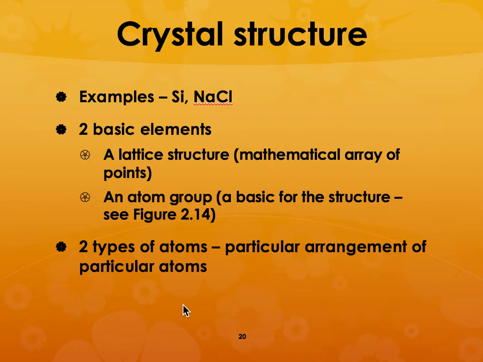So all these bonds have to have atoms in specific locations. They have to have order. Which means that they have to have some kind of a structure or mathematical array of points. So you have points in space, and then each of those points are going to be associated with an atomic group, and it is called a basis for the structure.